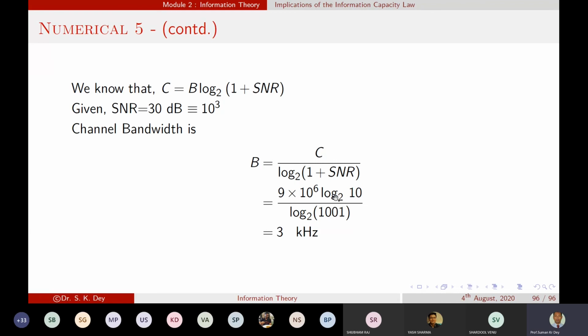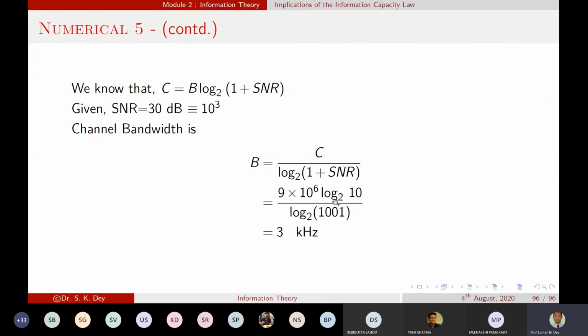It would not be 1 by 3 just like that, because this is not log base 10. The log is base 2, not 10. We can use the log property: when we divide numerator and denominator, it will be 1/3. Log 2 base 10 means log base 2 of 10 by log base 2 of 1000 will be 1/3. Suppose we are just forgetting 9 into 10 to the power 6. Only two terms are there, log 2 base 10 by log 2 base 1000.